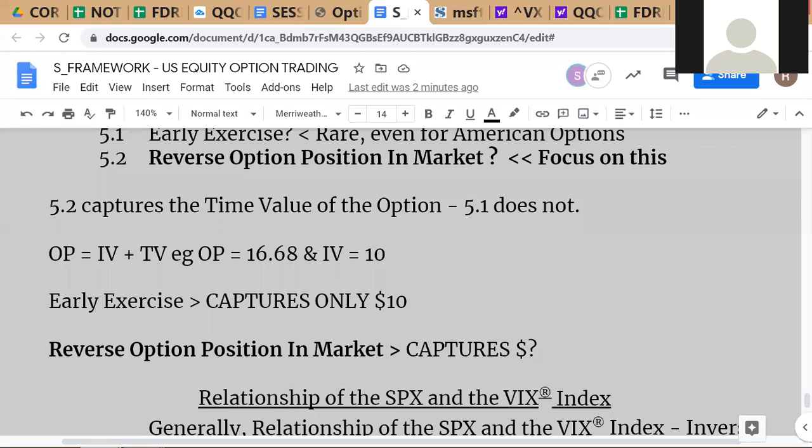Shaurya. So this is the question. These are the parameters of the option. Premium is 16.68, intrinsic value is $10. Now I'm considering these two. The second option, 5.2, if I reverse the option in the market, how much money will I make? Ignoring bid offer spreads.